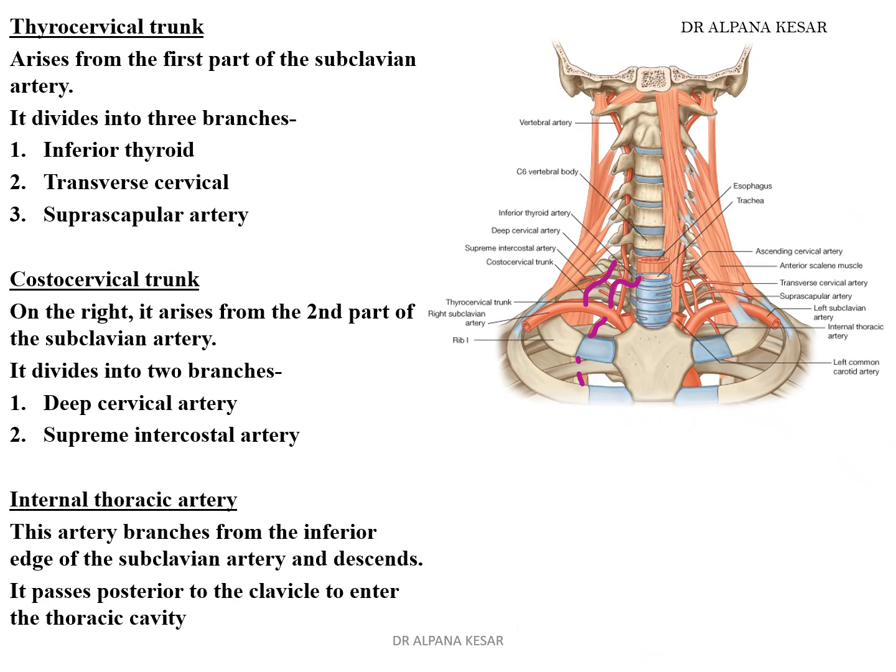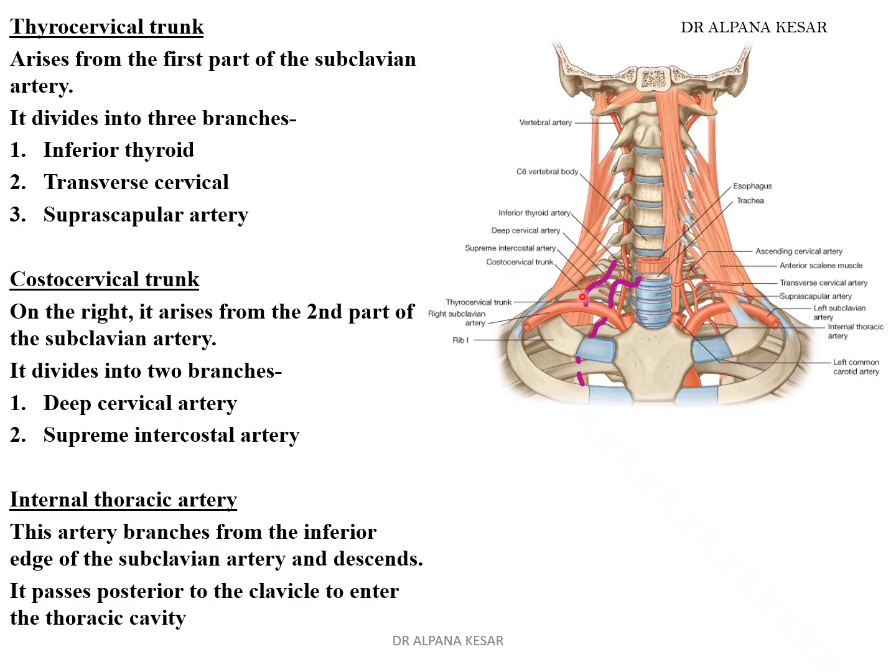Thyrocervical trunk. The thyrocervical trunk arises from the first part of the subclavian artery and divides into three branches: inferior thyroid artery, transverse cervical artery, and suprascapular artery.